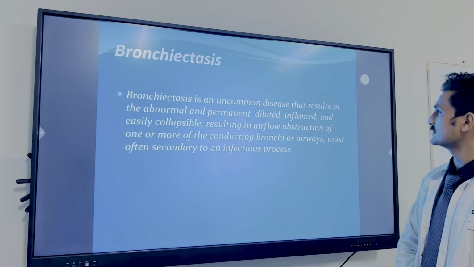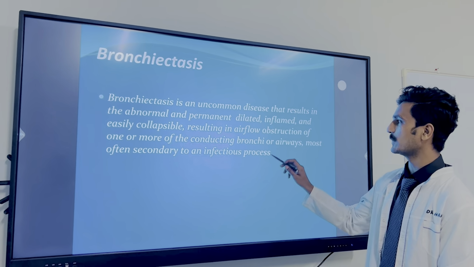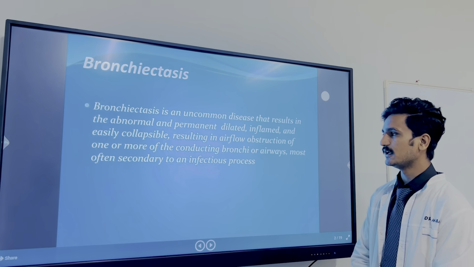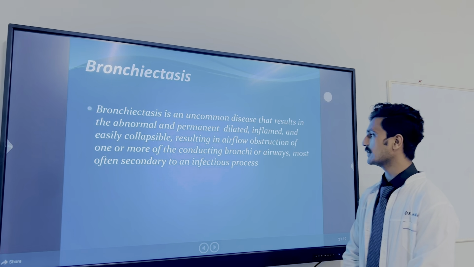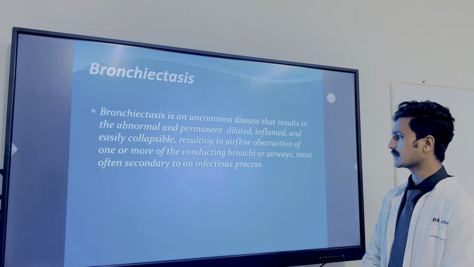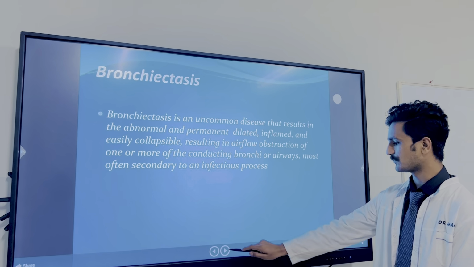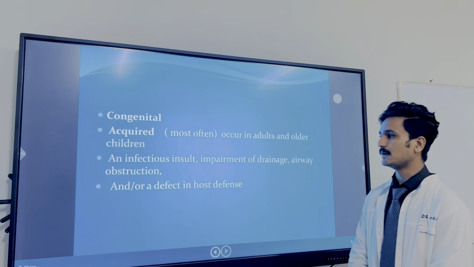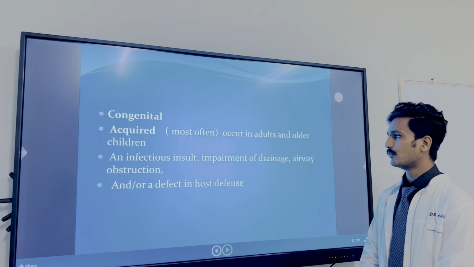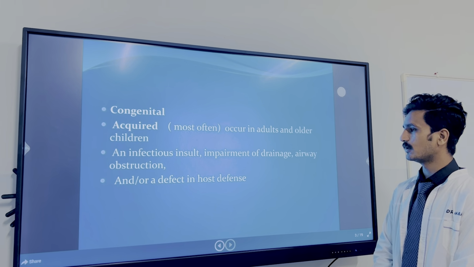Bronchiectasis is an uncommon disease that results in abnormal and permanent dilated, inflamed, easily collapsible airways, resulting in airflow obstruction of one or more conducting bronchi, mostly secondary to infectious processes. It may be congenital or acquired. Most often it occurs in adults and older children.